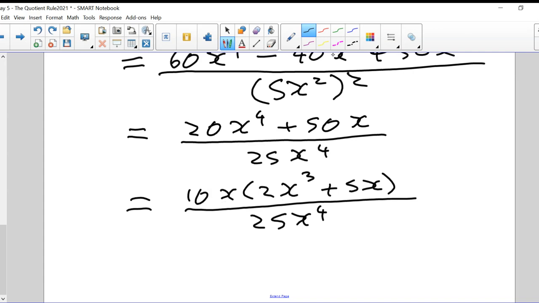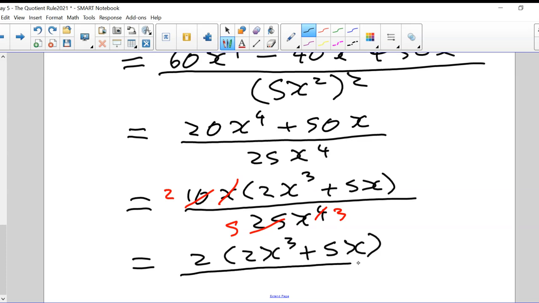I can take one of the x's on the top, which leaves me with an x cubed here. And I can also reduce down the 10 and the 25. 5 into that gives me 2, and 5 into this gives me 5. So what it looks like I'm getting, and then we can compare the two in a second, is 2 times 2x cubed plus 5x over 5x cubed. How does that compare to what we got before?